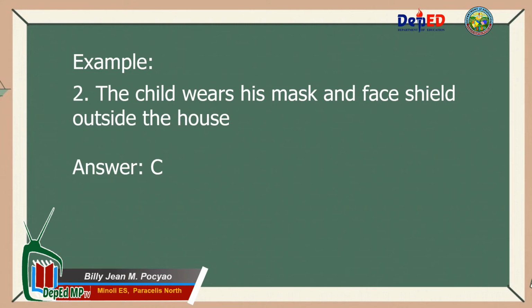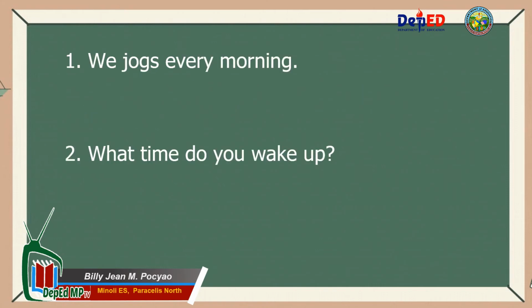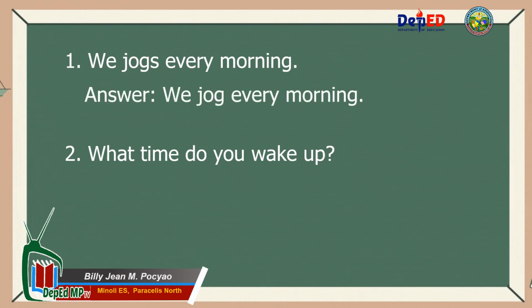Number 2 example. The child wears his mask and face shield outside the house. The correct answer is C. Why? Because child is singular and it follows an action word which is wear with S, so it should be wears. Are you ready? Let's have number 1. We jogs every morning. The correct answer is, we jog every morning.